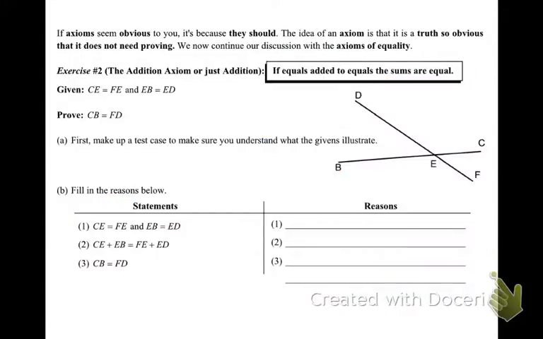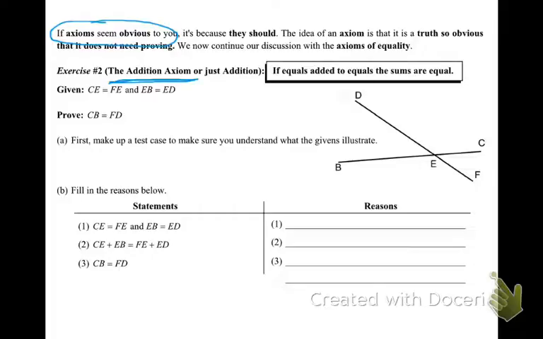Now these axioms should seem obvious to you, and that's a no-brainer because they should make sense. These are essentially true statements that can't be proven or do not need to be proven, okay? And they should be intuitive. Let's look at number 2 and look at another axiom. Exercise 2 focuses on the addition axiom, and how it's applied.